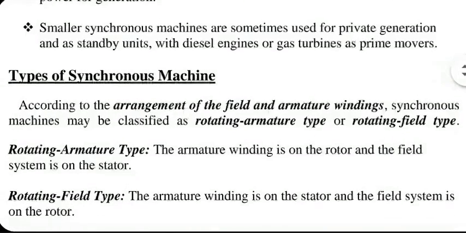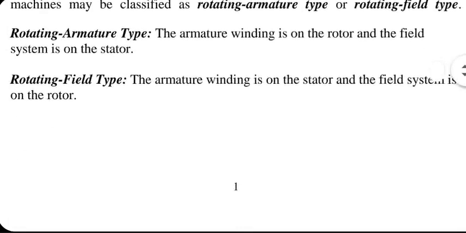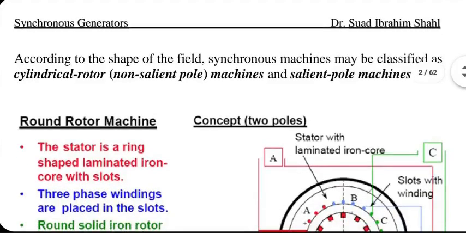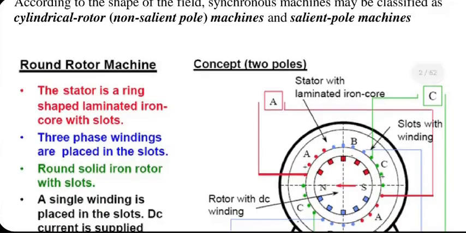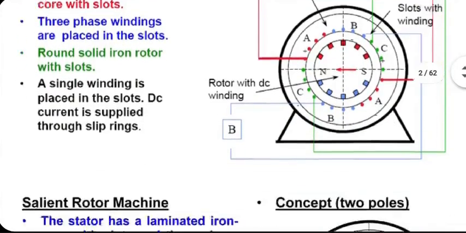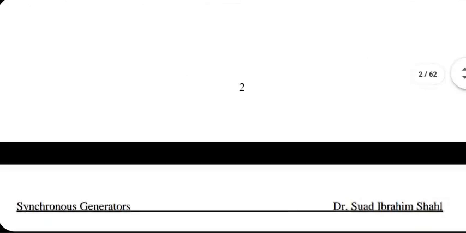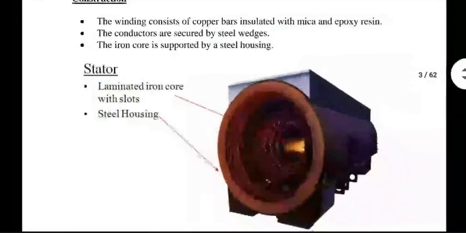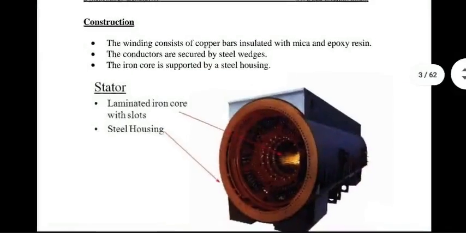Now, types of synchronous machines, obviously rotating armature type or rotating field type. These are the two distinct conceptual differences. I've told you all this, so I'm quickly running through it. I would rather move to something which is new here. We have gone through all this. There are some 3D pictures here, which is what I wanted to show you. Construction.